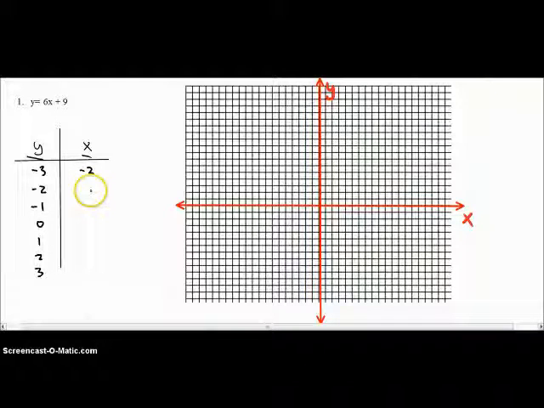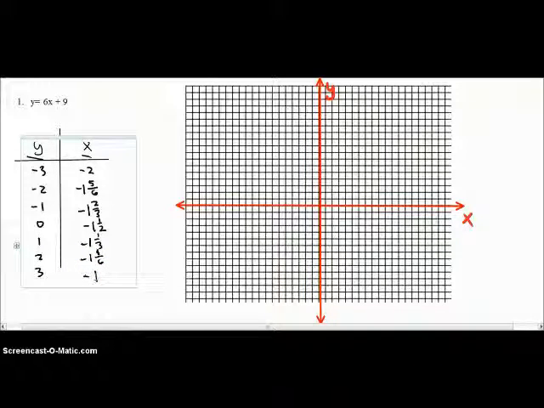And you keep doing this. So the next values are -1, -2/3, -1/2, -1/3, -1/6, and finally +3 is -1. Now, you can just pick any 2 points from this table of values and put them onto a graph, and you connect the 2 dots. It always forms a line, because that's what a line is.